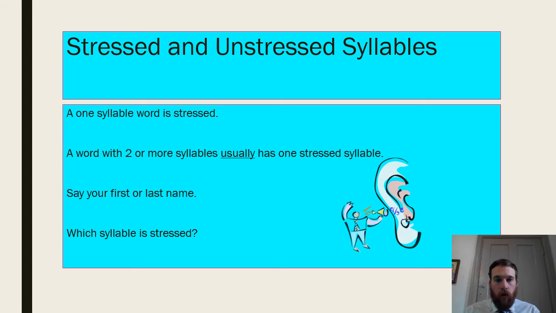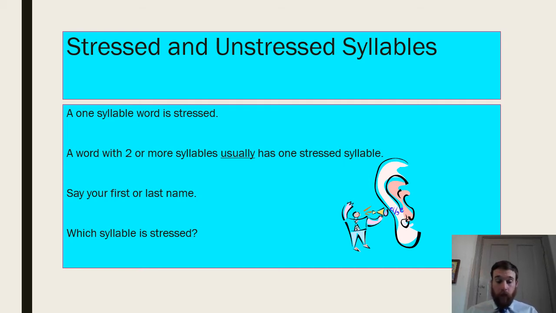So a stressed and an unstressed syllable. A one-syllable word is stressed. A word with 2 or more syllables usually has 1 stressed syllable and 1 unstressed syllable. So stress just means the part that you're putting the emphasis on. So when I say the word emphasis, if I said emphasis, I'm putting the stress on a different part.